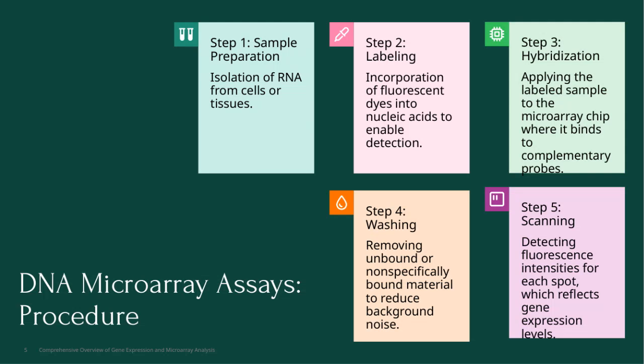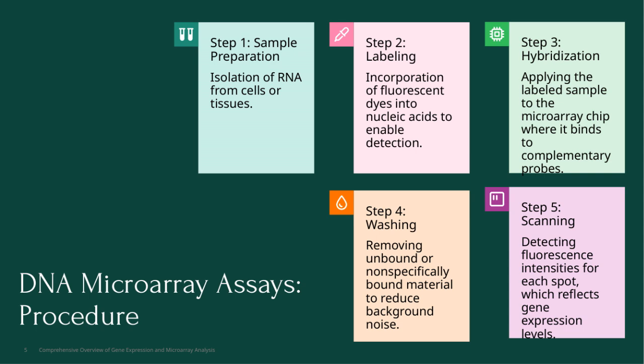First, we start with sample preparation, where RNA is isolated from the cells or tissues we want to study. This RNA will serve as the basis for our analysis. Next, we move to the labeling step, where fluorescent dyes are incorporated into the nucleic acids. These dyes are crucial because they allow us to detect the presence of specific sequences later on. After labeling, we proceed to hybridization. Here, the labeled RNA is applied to the microarray chip, which contains many probes. These are short DNA sequences designed to bind to their complementary targets. If the RNA matches a probe, it will bind to it.